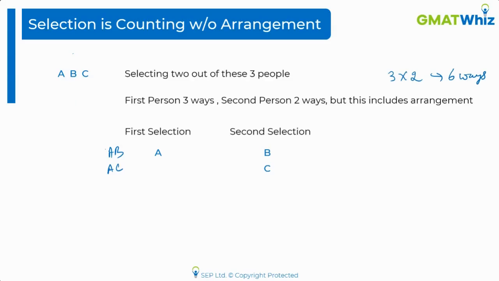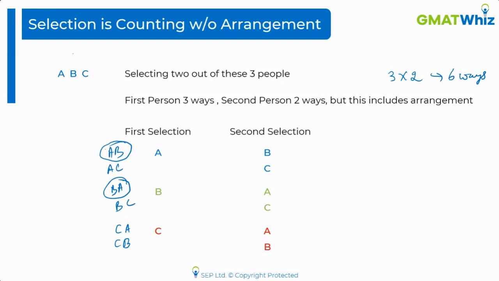Now, assume that in the first selection, I did not end up with A. I selected B, so let's cross it. In the second selection, I can choose A or C. If I select A in the second selection, I will have BA. If I choose C, I will have B and C. The third scenario is I select C in the first selection. Then I will end up with CA or CB. So you can see that this AB and this BA are exactly the same thing. I'm selecting people. Whether I select A first or B first doesn't matter.